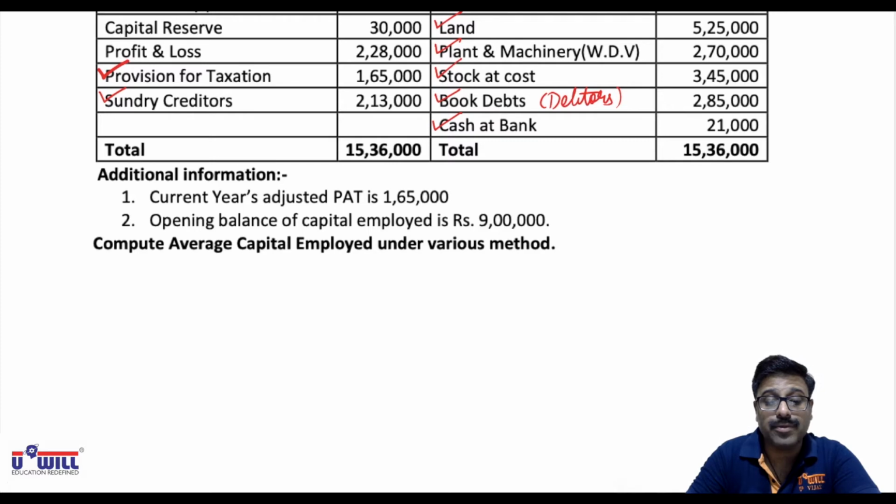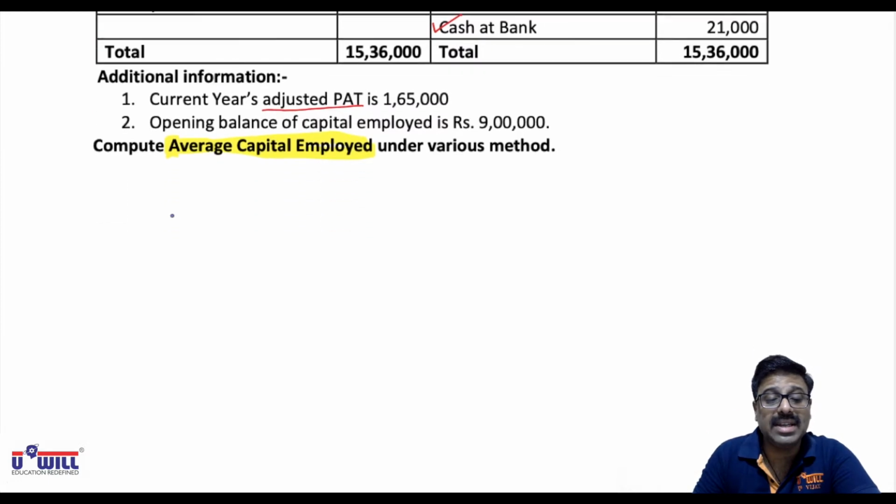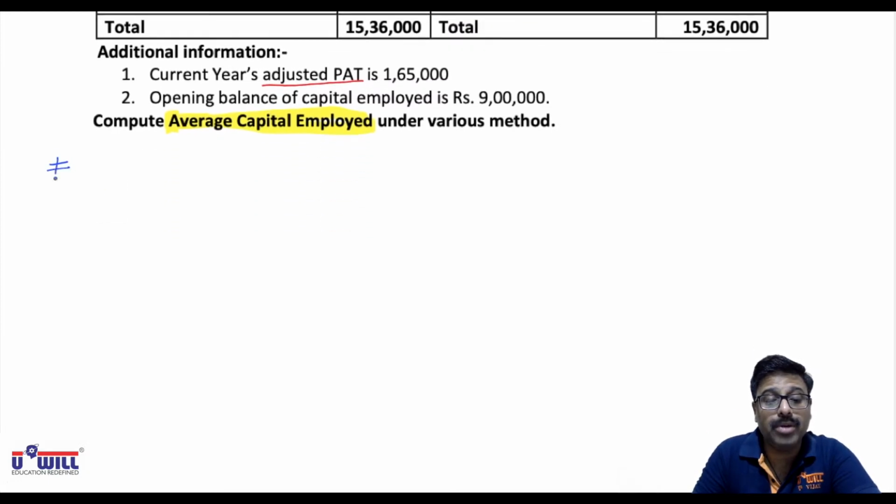What we are supposed to find here is to compute average capital employed under various methods. Various methods means the three methods we have discussed. Opening plus closing divided by 2. Opening plus half of the current year's adjusted profit after tax, and closing minus half of the current year's adjusted profit after tax. Those three methods we have to use. Very first of all, we find closing capital employed. All of you give the heading closing capital employed.